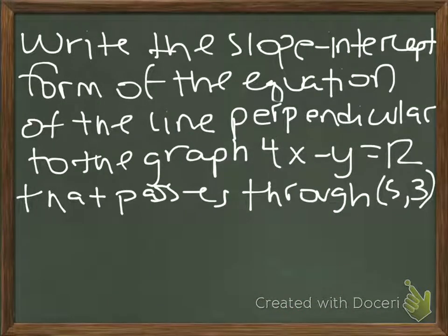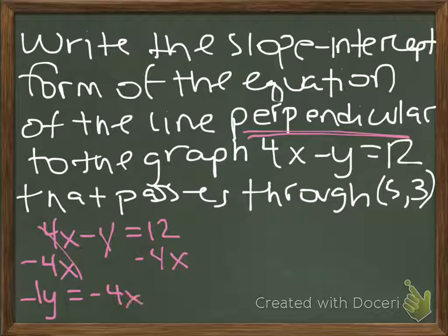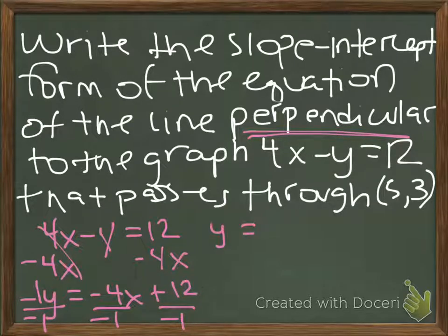Here we're writing the slope-intercept form of the equation perpendicular to the graph. It's very similar to the last problem, but we need to first put it into slope-intercept form, just like we did before. Here's the equation. Y needs to be by itself, so we're going to subtract the 4x to move it away from the y. This is a negative 1y equals negative 4x plus 12. Divide everything by negative 1 to get y by itself. So I get positive 4x minus 12.